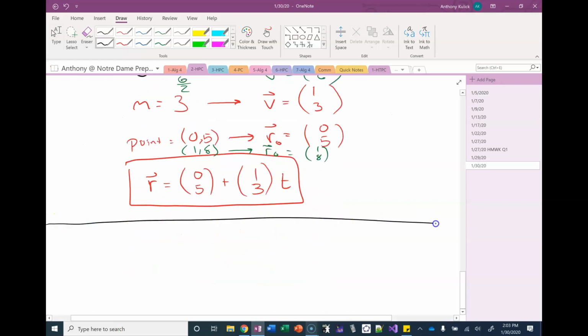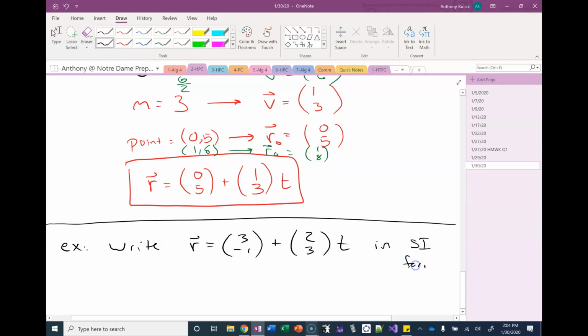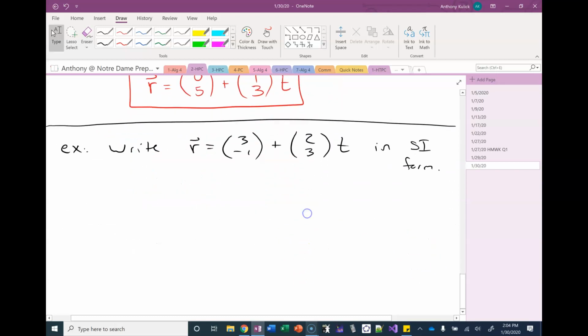Let's do another example. What if we were asked to write the vector equation 3, negative 1 plus 2, 3t in slope-intercept form?